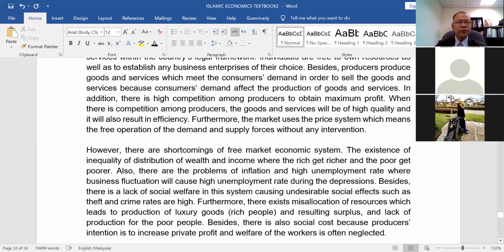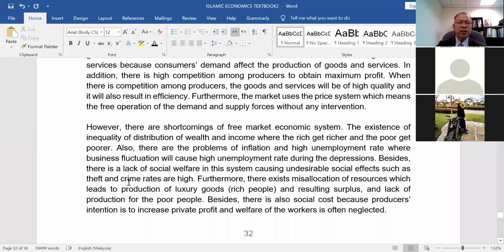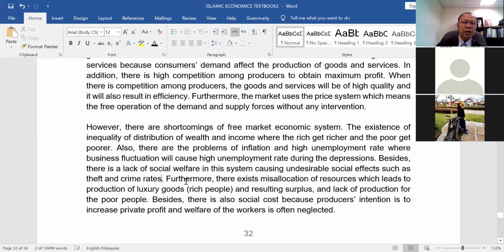Besides that, in the free market or capitalist economic system, there is a lack of social welfare, causing undesirable social effects such as theft and high crime rates. Right. So there are cases when people do not get enough goods and services, they have to resort to some illegal activities such as theft and other crimes.